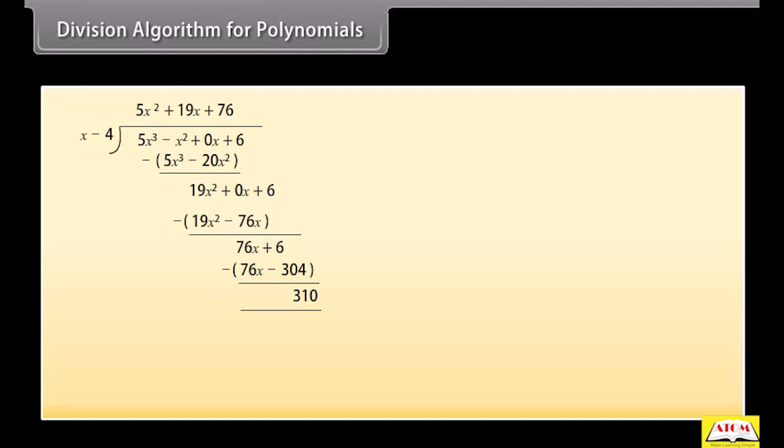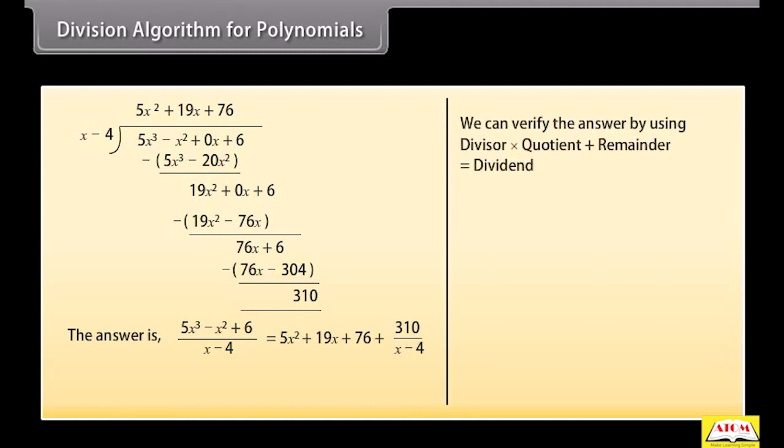Okay, now that we have got this done, let's remember how we write the actual answer down. The answer is (5x cubed minus x square plus 6) upon (x minus 4) is equal to 5x square plus 19x plus 76 plus 310 upon (x minus 4). We can verify the answer by using divisor into quotient plus remainder is equal to dividend. If divisor into quotient plus remainder is equal to dividend, then our answer is correct.